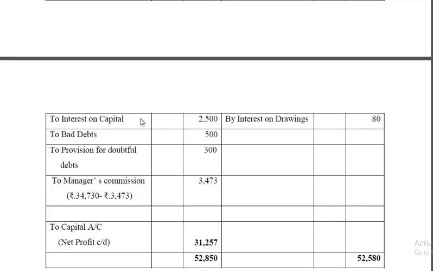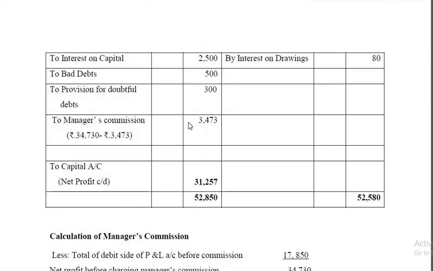Interest on capital is given in the problem. Therefore, that is 2,500. Bad debts 500. Provision for doubtful debts, it's also given, 300.